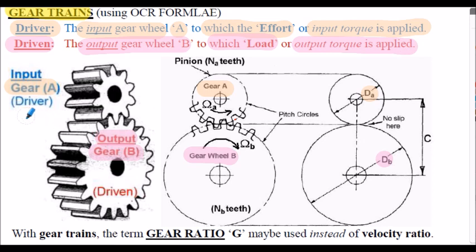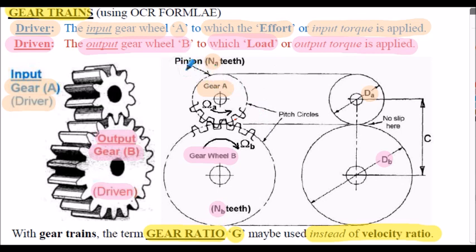In lots of engineering textbooks, the input gear A is termed the driver, and the output gear B is termed the driven. As I said before, we often use the term gear ratio, symbol capital G, instead of velocity ratio when analysing gear trains. But gear ratio and velocity ratio are interchangeable terms. Just note that the number of teeth on gear wheel A is denoted as N suffix A, and the number of teeth on gear wheel B denoted as N suffix B.